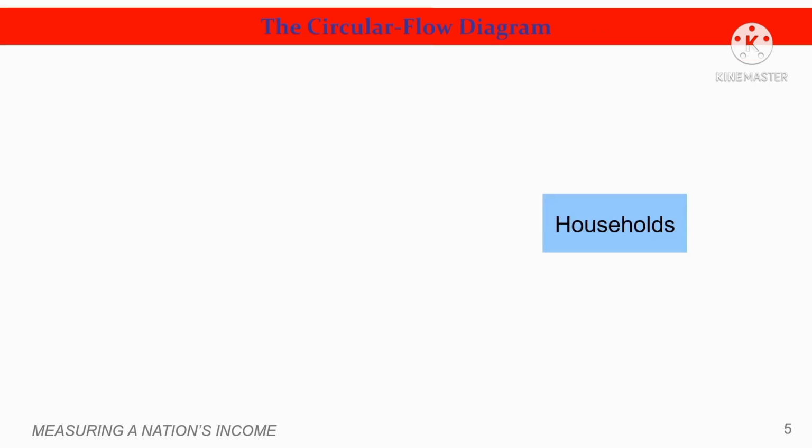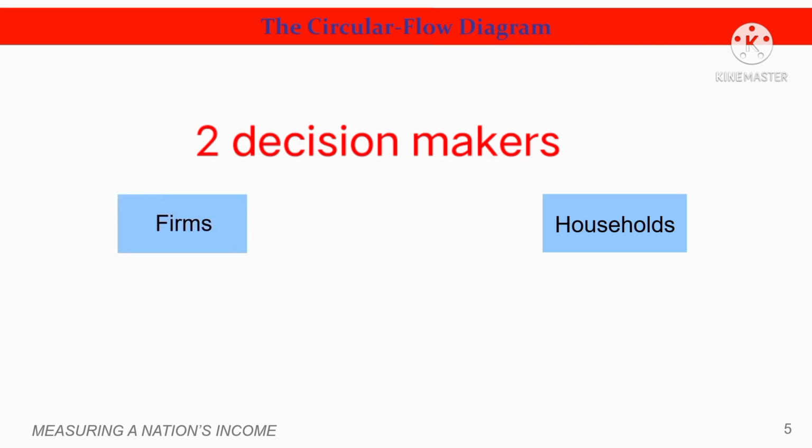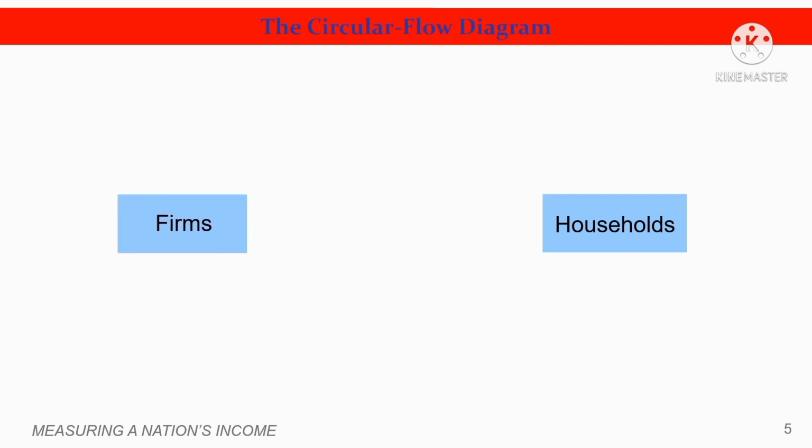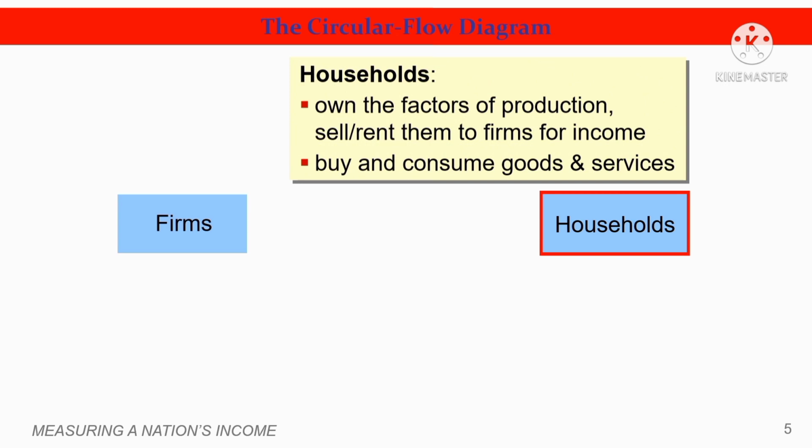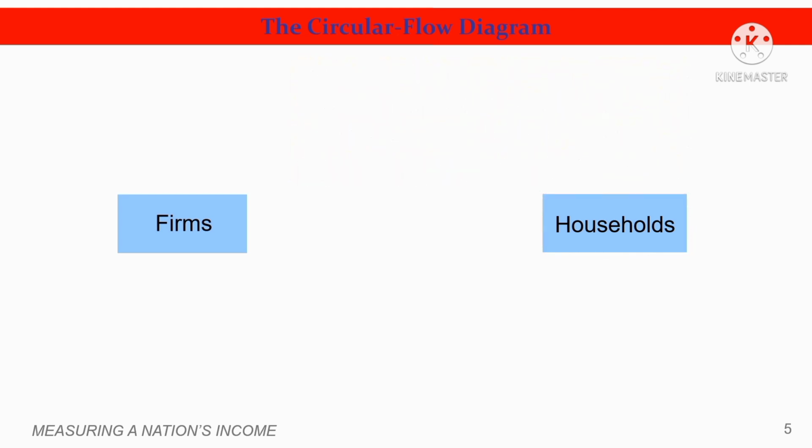This and the following slide build the circular flow diagram piece by piece. So first, let's start with the households and firms. Households own the factors of production and they sell or rent them to firms for income. But at the same time, they buy and consume goods and services produced by the firms.